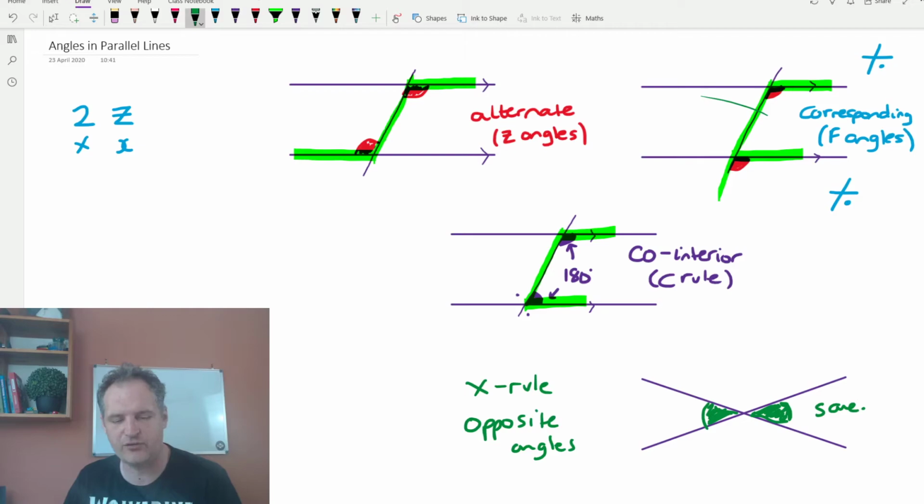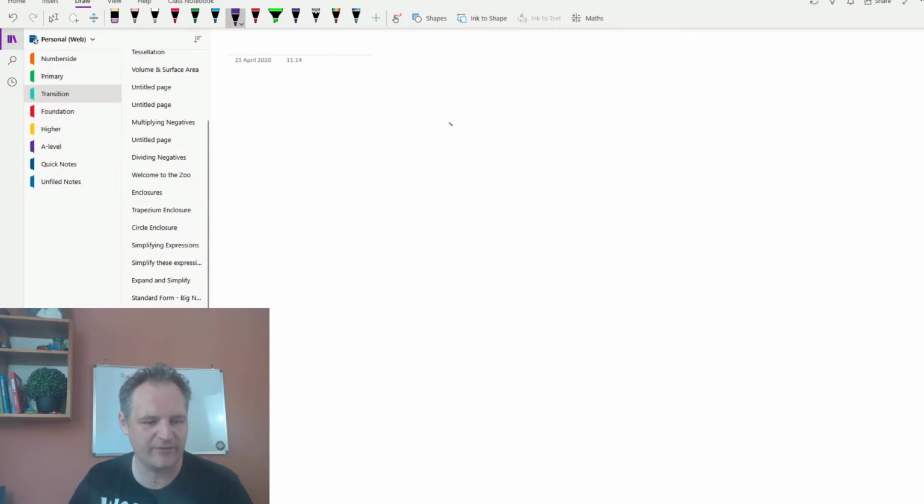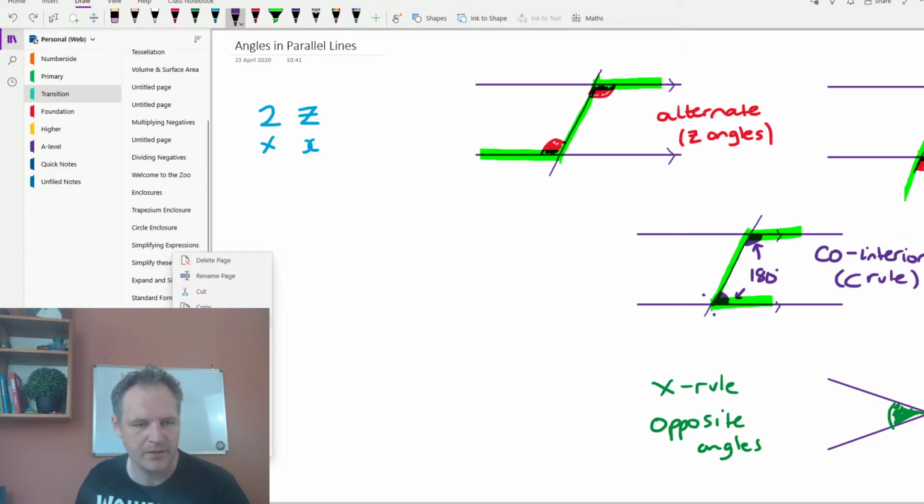I don't know why I just drew on the screen. We have to be able to use these rules, but I'm going to teach it in a way that's not just a case of here's some questions, what's the angle? To me, that doesn't make sense. It's also not the purpose. I'm going to teach it like this. Here's some angles. In fact, I'm going to do a little bit of cleverness here. Angles in parallel lines. I'm going to duplicate that page.